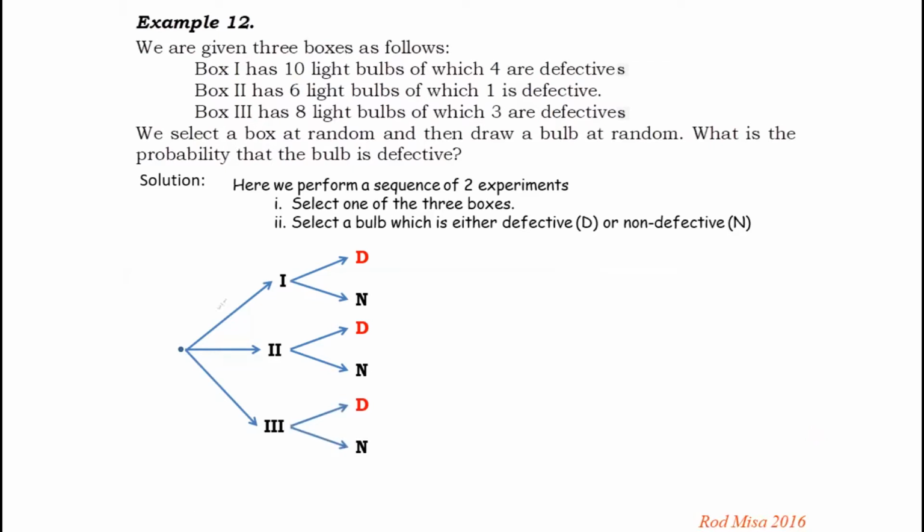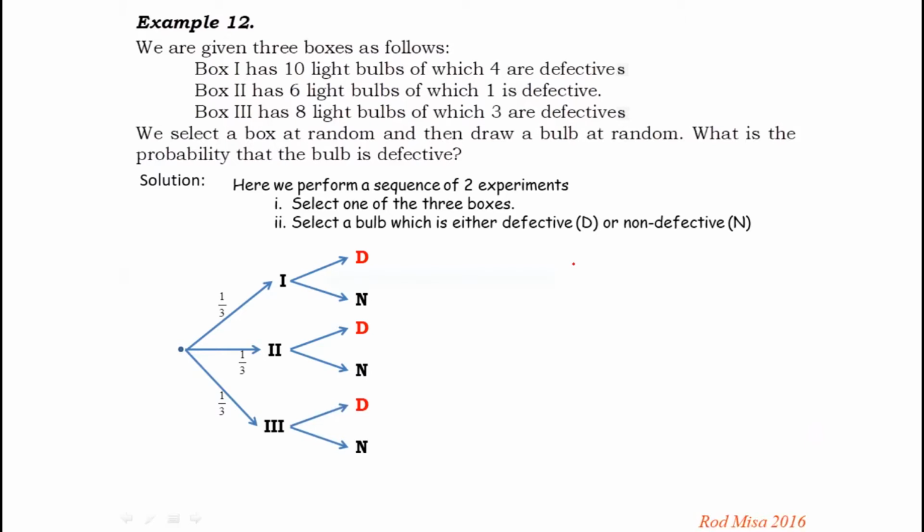Choosing a box has a probability of 1/3 for choosing box 1. Also, a probability of 1/3 when you choose the second box. And choosing the third box has a probability of 1/3 because there are three boxes here. So choosing any one of them has a probability of 1/3.